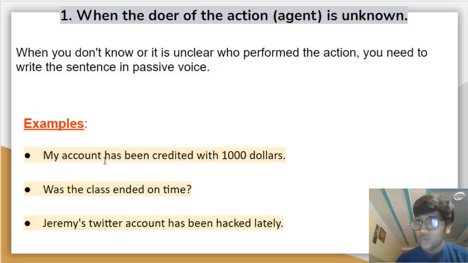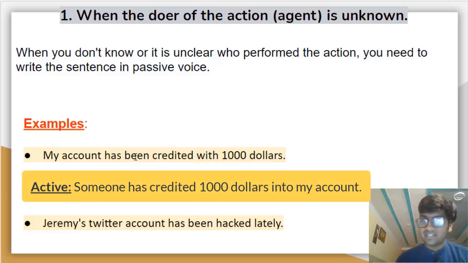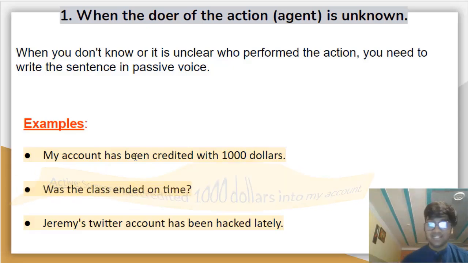Somebody must have done this. Who did this action? We simply do not know. And since we do not know the doer of the action, we are writing this sentence in passive voice. My account has been credited with $1,000. If we want to focus on the person who has done this action, we can write the sentence in active voice. We'll say, somebody has credited $1,000 into my account. And this is more common in spoken English. In written English, when we do not know the doer of the action, we generally write the sentence in passive voice.